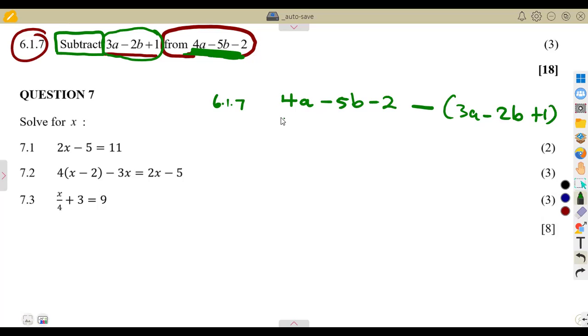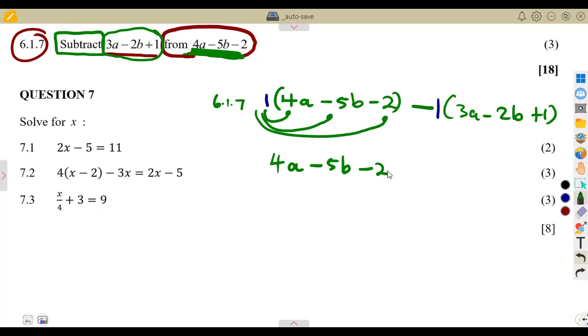Take note, from this. So for the one you start from, there's no need to put brackets, but you can do that if you want. You can just put a bracket. Then you know that there's a 1 invisible. So multiply by 1. 1 times 4a is 4a. 1 times minus 5b is minus 5b. 1 times any number, guys, it remains as it is.